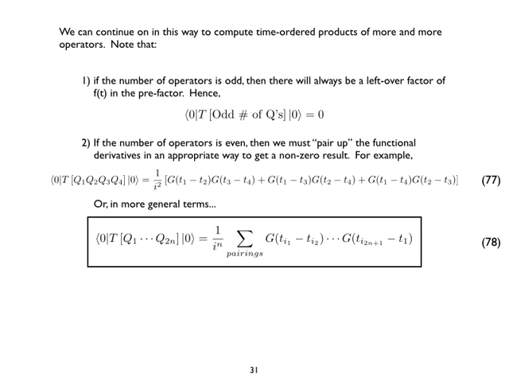it's a theorem that says that, anytime you have an even number of operators, it's just the pairings. You just sum over all the possible pairings. Okay? Okay, so I'm going to stop there.